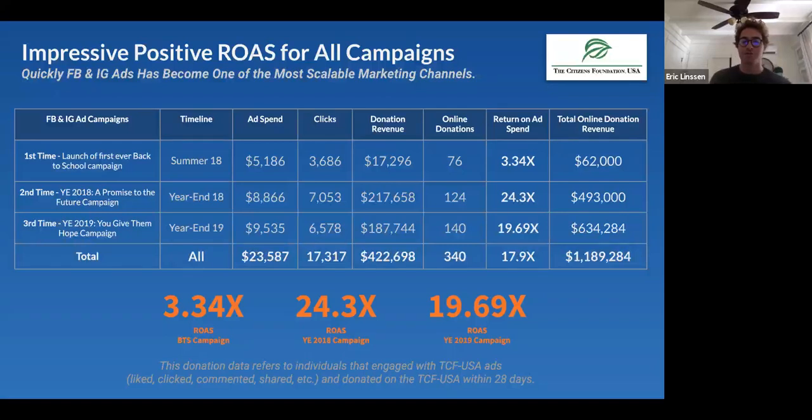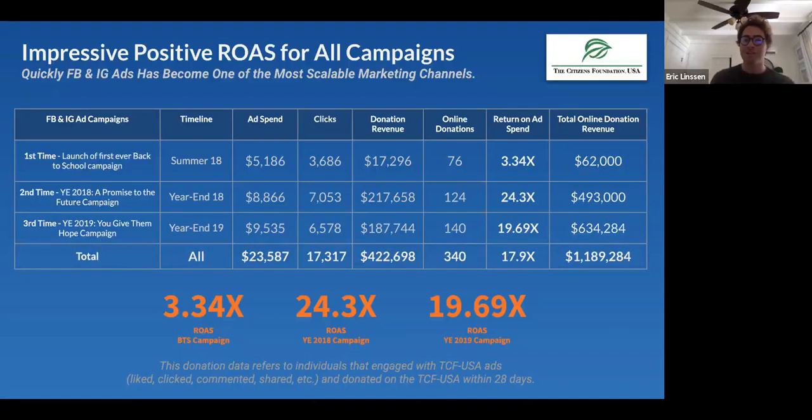So going into year end 2018, we spent $8,800, and we brought in 217,000, which is a 24x return on ad spend, which, again, if we can find another channel where we can do this, we would absolutely love to. But these are crazy results that have a really huge impact, because that sends thousands and thousands of people to school. So then third time, year end 2019, we upped the spend a little bit to $9,500, and then brought in $187,000 for a 19x return on ad spend.